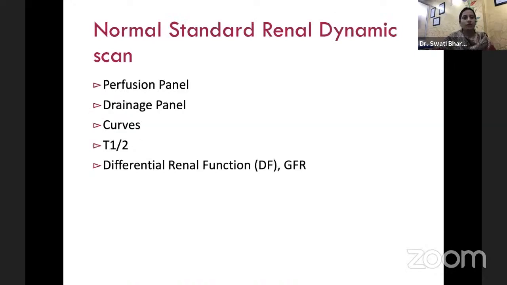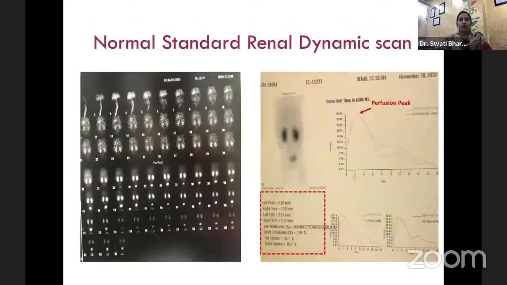So how to interpret a normal standard renal dynamic scan? So since in this scan the images are taken while the tracer is being taken up and drained off by the kidney, it is also known as renal dynamic scan. So basically we have to look at the perfusion images, the drainage images, then curves, T half of the drainage, and in the end differential function and glomerular filtration rate. So this is a normal standard renal dynamic scan.